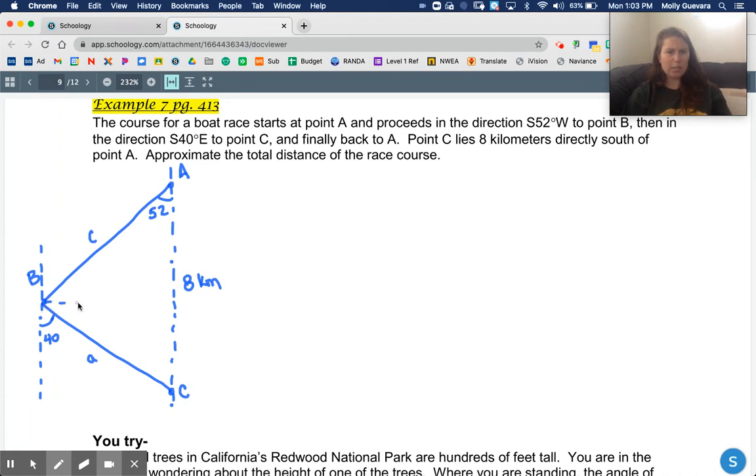I am going to draw this line. Let me do it in a different color. That is perpendicular to line AC. So that's kind of what that has done, it's created 2 right triangles for me. So this is 52, this is 90. That tells me that this is 38. Okay. So hopefully that makes sense. We're good there.